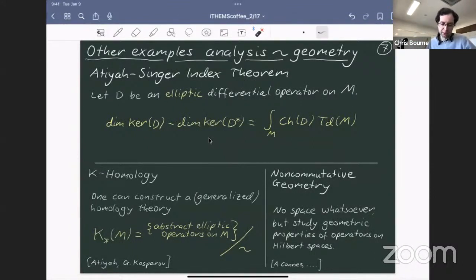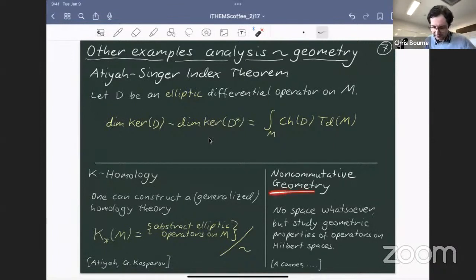And closely related to this point, if we look at elliptic operators, we can generalize what we mean by elliptic. Then if we take a certain equivalence relation on these elliptic operators, we can actually build a homology theory for certain manifolds or even just topological spaces. This is called K-homology. So again, purely analytic information can tell you something about the geometry, or at least in this case, the algebraic topology of what you're studying.